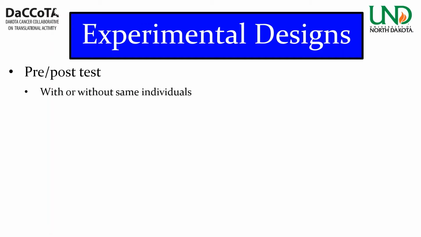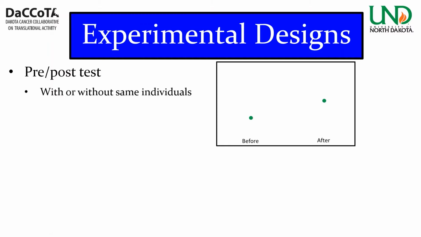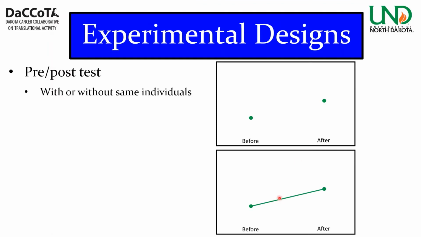First, you can have them set up with or without the same individuals. So there is one set of individuals for the before and another set after. Or you can have the same individuals, they're measured before and after. I'm showing a line to denote there's a relationship between these groups, so they're the same individuals in this case. Now you can also have with or without control.